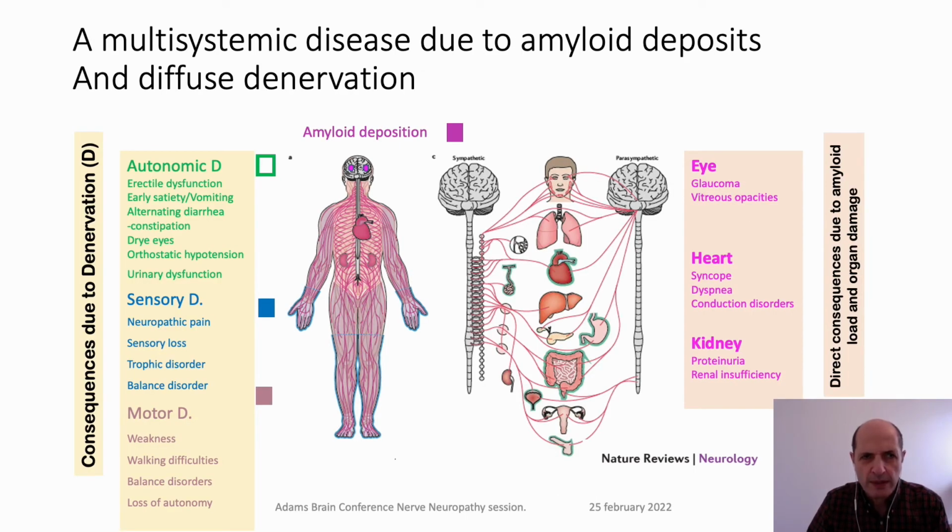TTR amyloidosis is a multisystemic disease due to amyloid deposits and diffuse innervation. Main manifestations are sensory neuropathy, autonomic neuropathy, and also motor neuropathy.